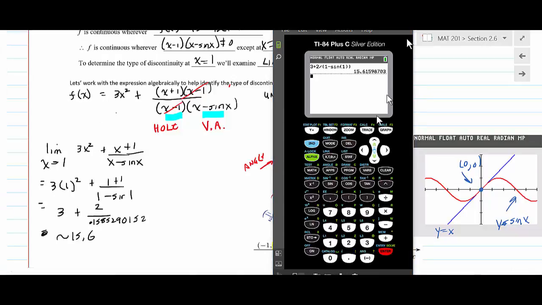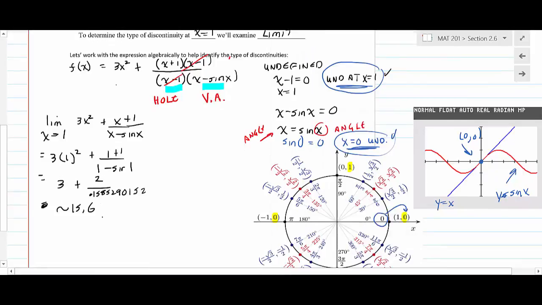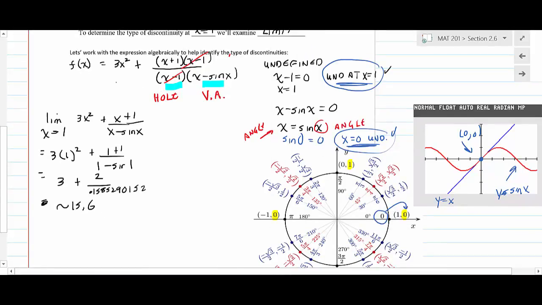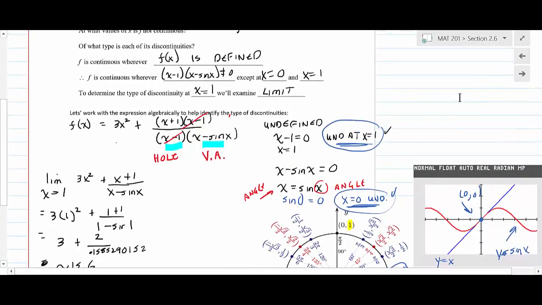Okay, so what that means is we know the limit exists on this, but we're going to have a hole at that point right there because it dropped out. Okay, all right, so let's move on from this point.